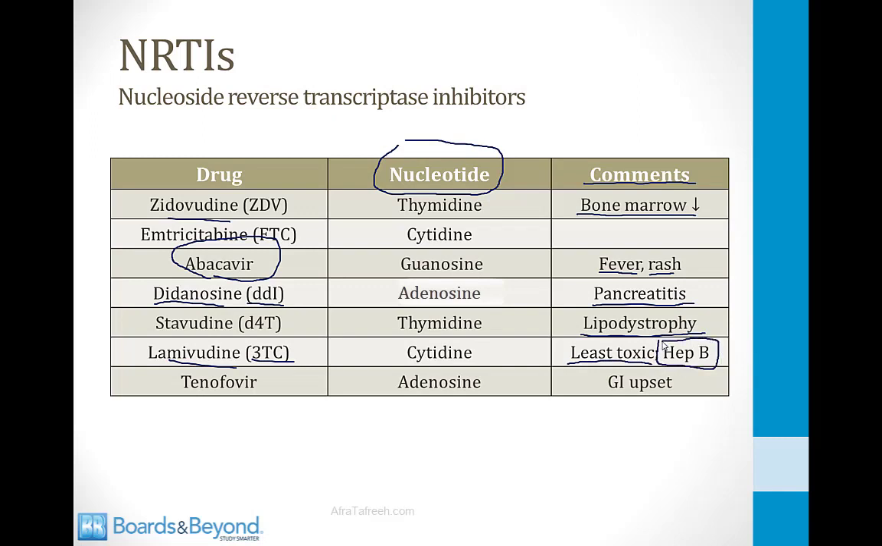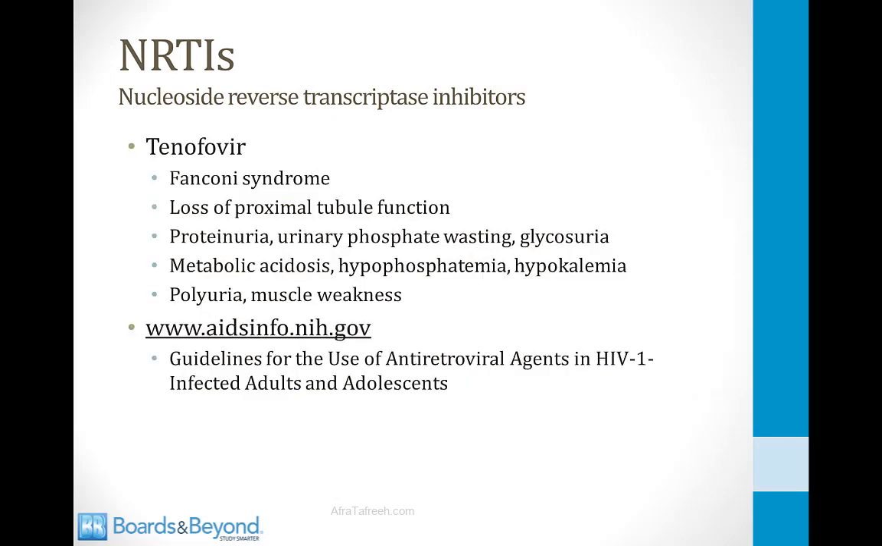Recall that hepatitis B also uses the enzyme reverse transcriptase, and I talk more about using lamivudine in the viral hepatitis modules. And then finally, tenofovir causes a lot of GI upset, nausea, vomiting, diarrhea. This is often a limitation of using this drug in patients with HIV. There's a special side effect of tenofovir you should know about because it ties in with nephron and renal physiology, and that side effect is the Fanconi syndrome.